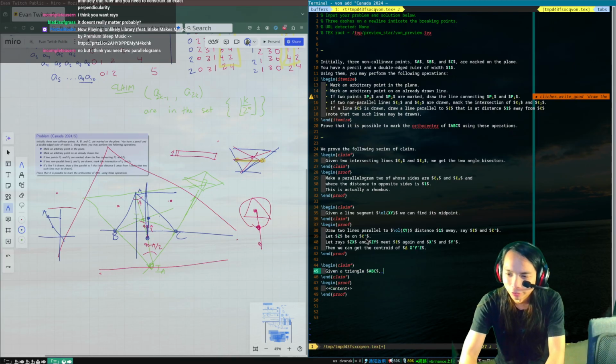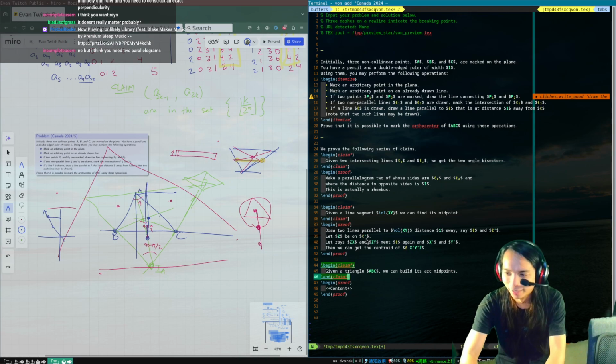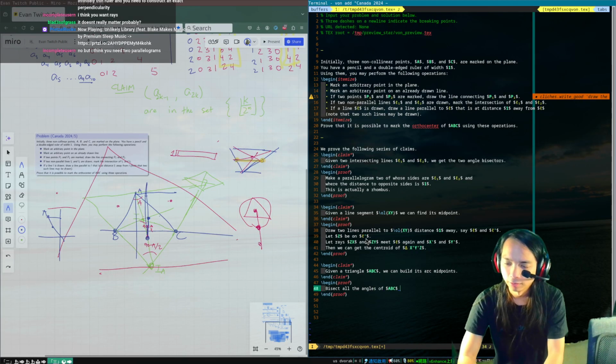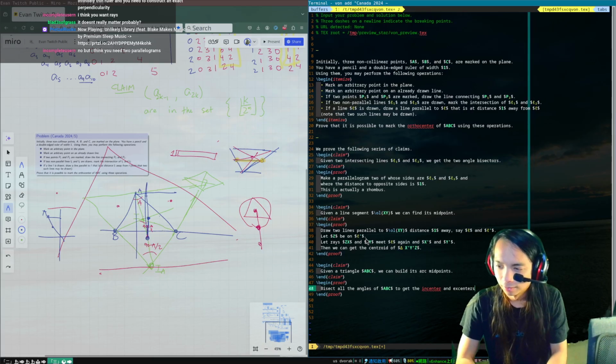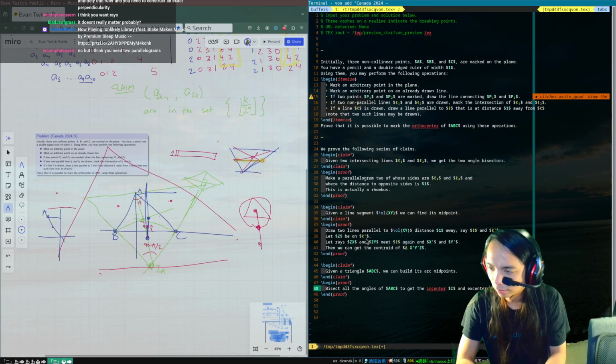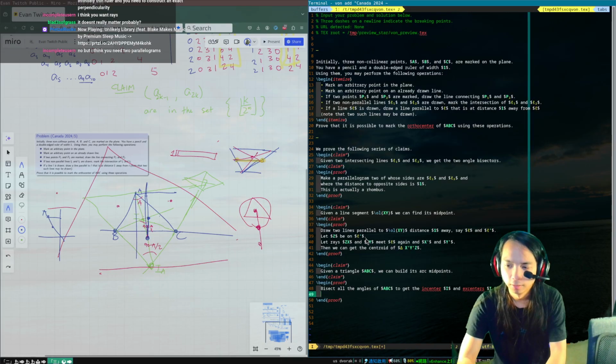Well, we'll just say given a triangle ABC, we can build its arc midpoints. So bisect all the angles of ABC to get the excenters IA, IB, IC. Midpoint.